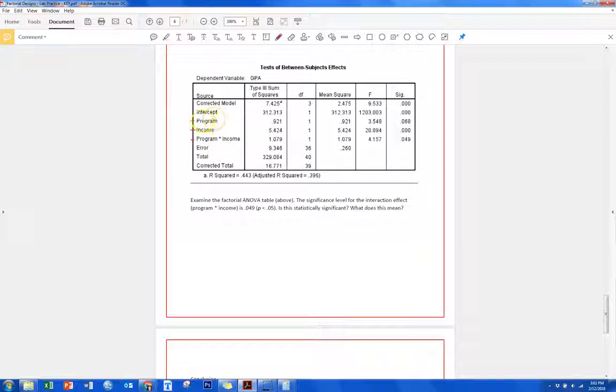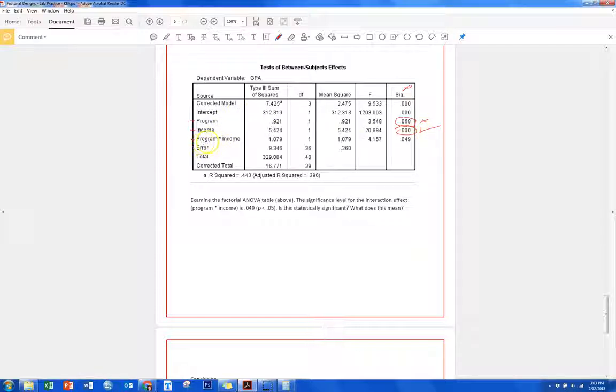So we'll start with the main effect of program. To interpret this, we go all the way across to the significance level, right? This is the p-value. So it is 0.068. Is that less than 0.05? It is not, right? So 0.068 is not less than 0.05. It's greater than. So there's not a significant main effect for program. What about for income? 0.000. Well, 0.000 is less than 0.05. So I'll put a check mark there. So yes, we have a significant main effect for income.